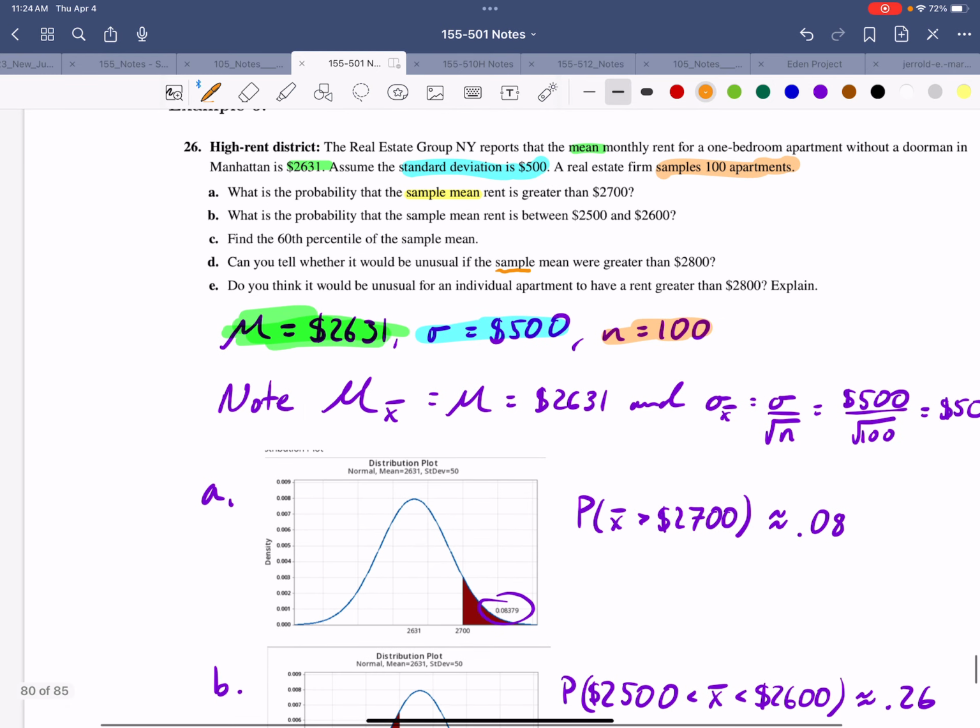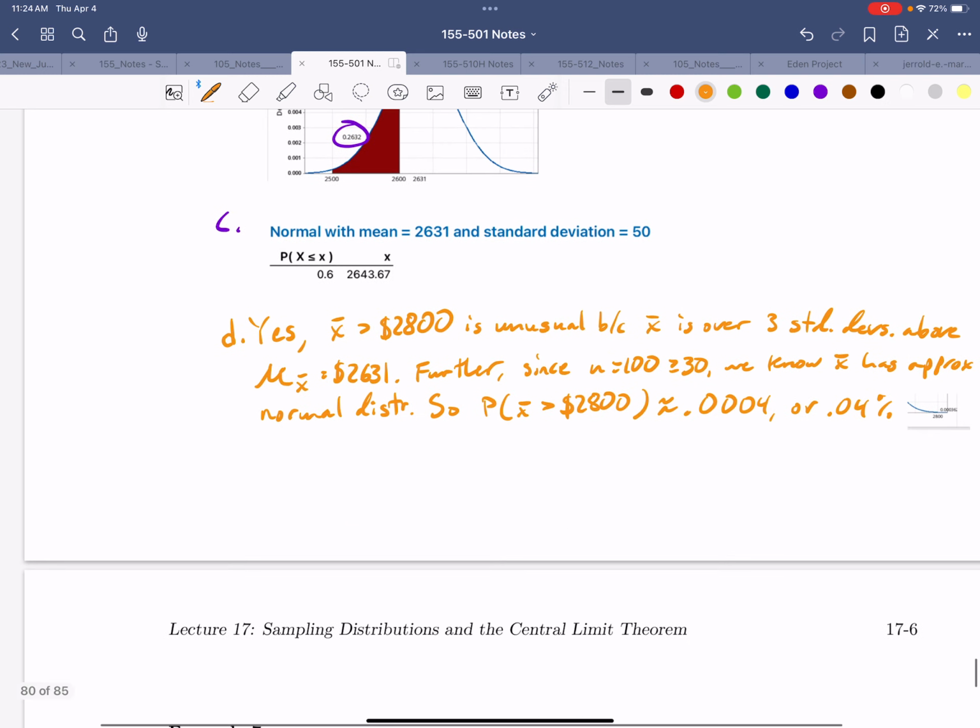Okay, now on the other hand, do you think it'd be unusual for an individual apartment to have rent greater than 2,800? And the answer for that is no. Because we're not talking about the sample mean anymore. We're talking about a single apartment. So x greater than 2,800 is at least how many standard deviations above the mean?